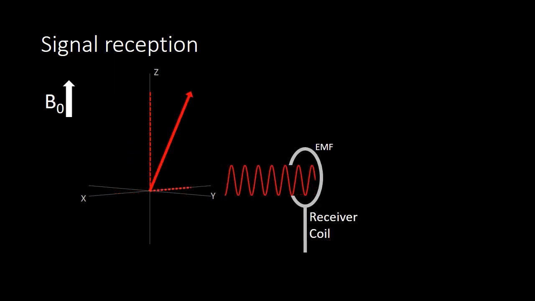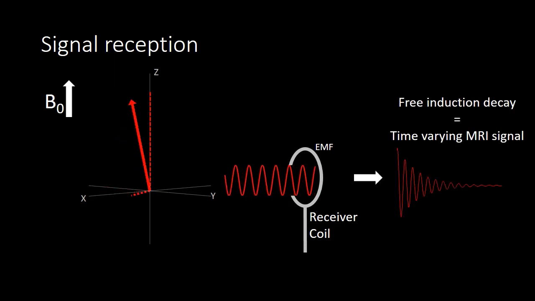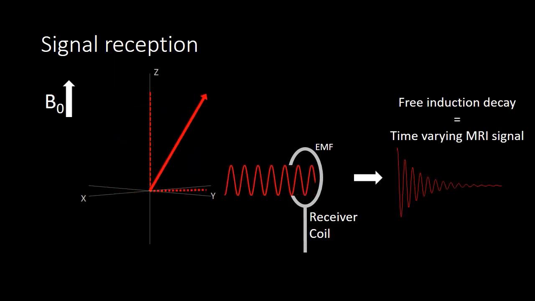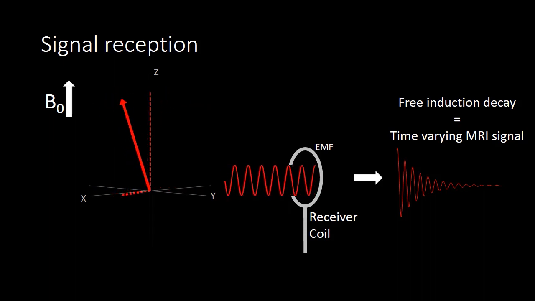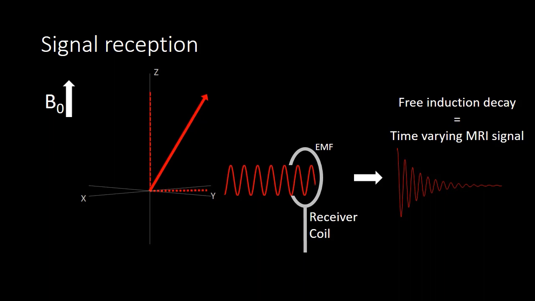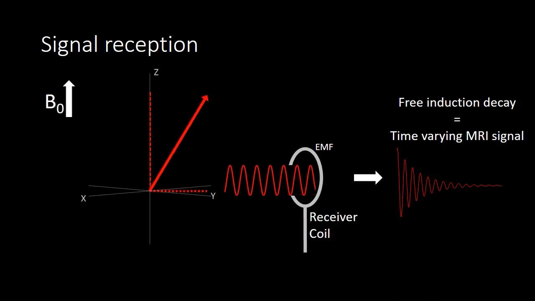That oscillating magnetic field produces a current inside of our receiver coil. And then we can measure a time-varying signal. And it doesn't stay constant over time, it does decay away, which I'll cover more on the next slide. But this decay is called the free induction decay, and this is our first time-varying MRI signal.